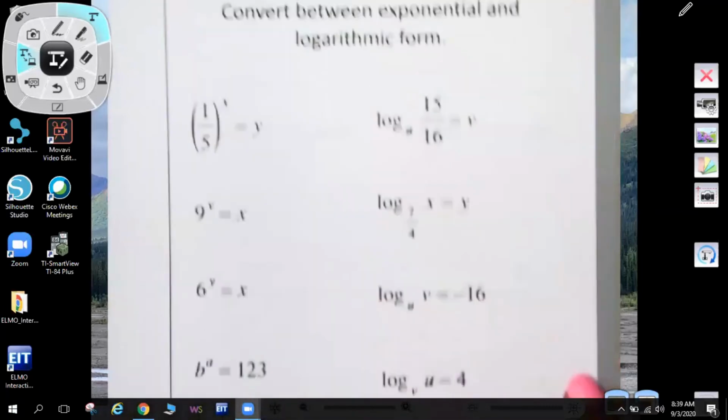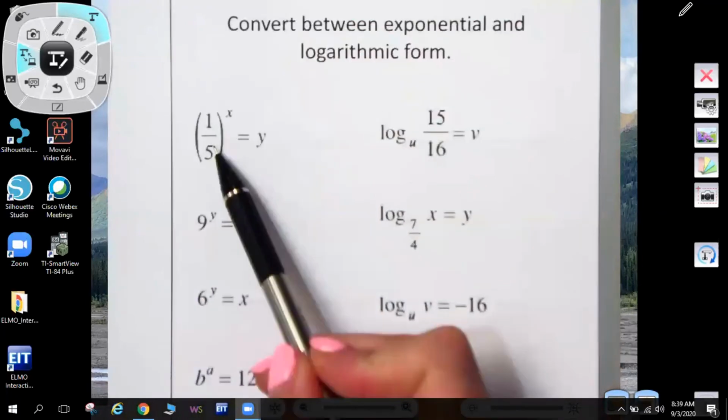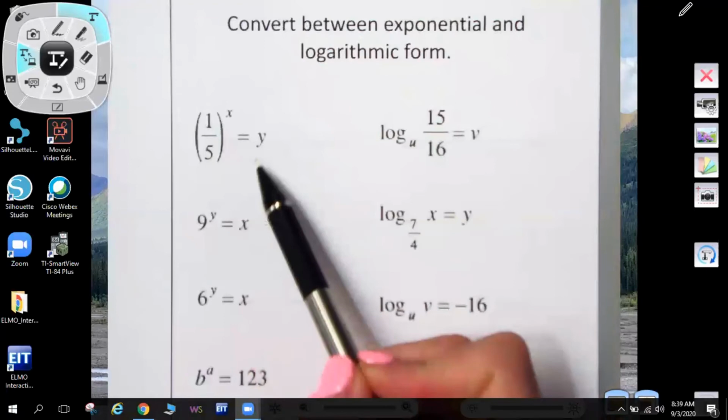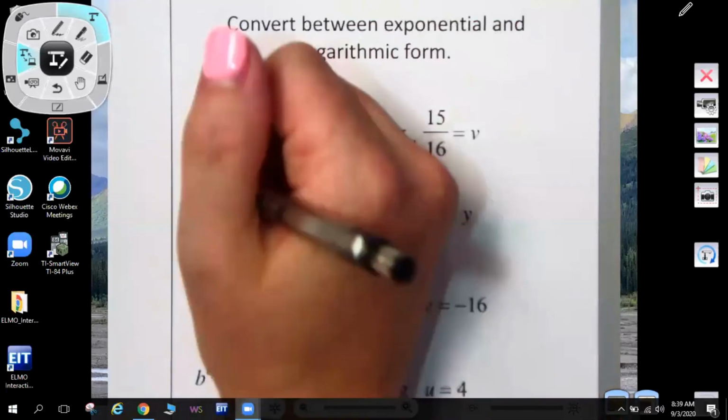Okay. So this first one, 1/5 to the x power equals y. This is in exponential form, so we want to change it to logarithmic form. That means the very first thing that we have to write is log.